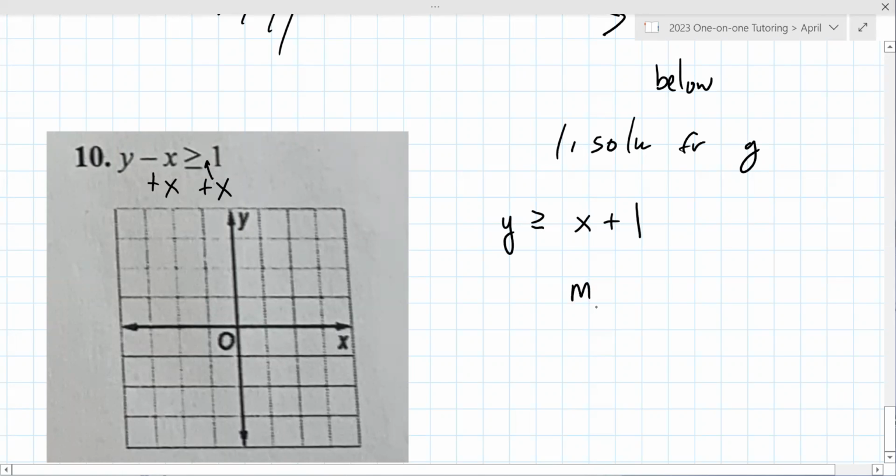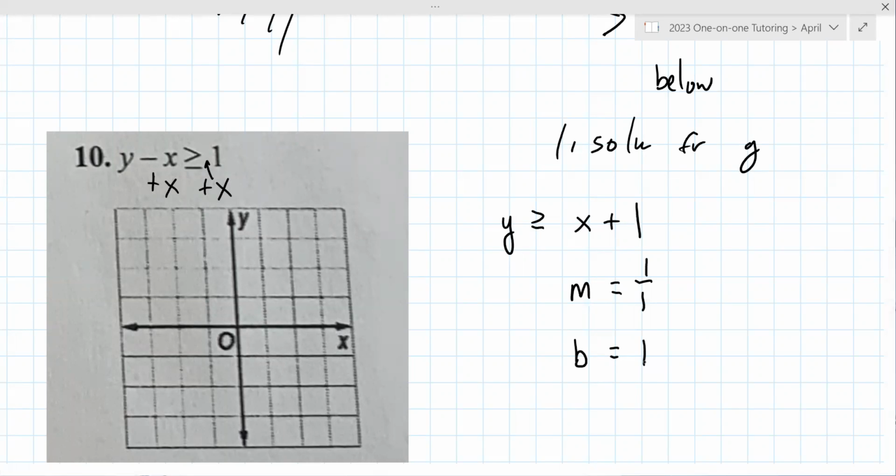So what is the slope and what is the b value? The slope would be 1, so we can write that as 1 over 1, and then the b value would be 1 also. Okay. So I want you to try graphing this one on your own and let me know when you're done. I'll graph the answer and we'll compare what we got. All right, got it.